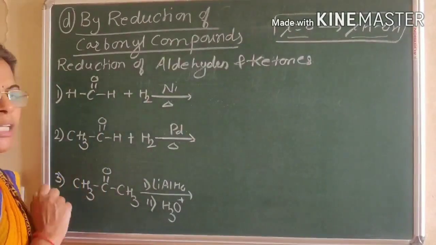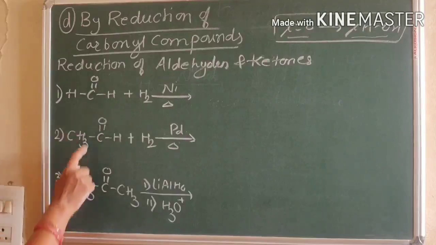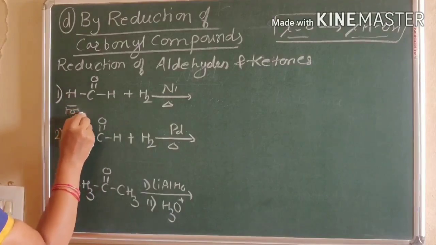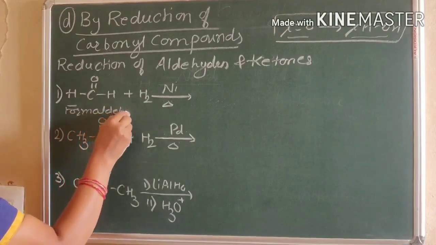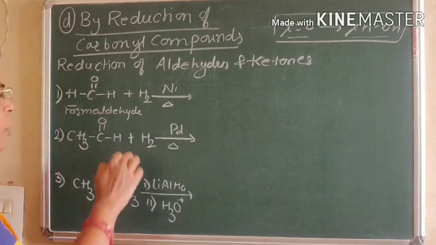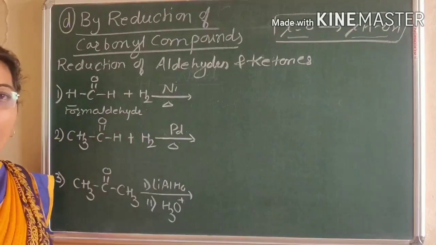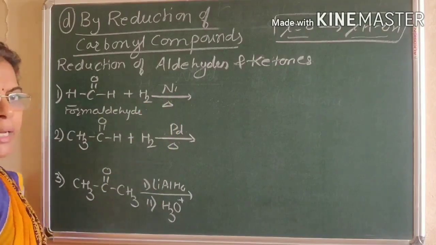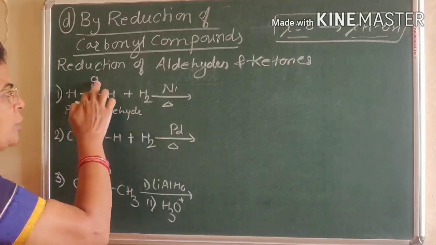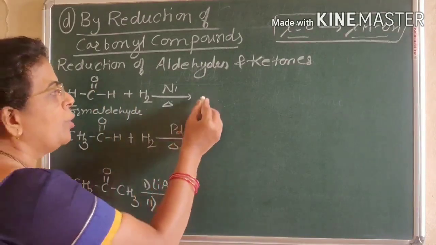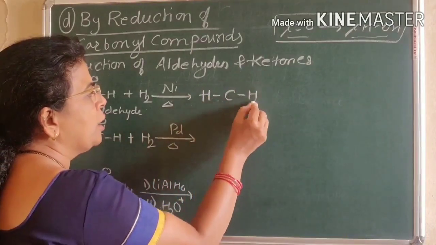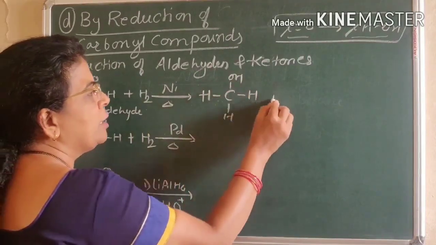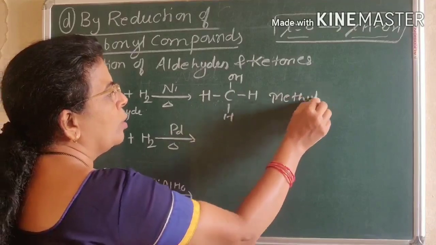Now we are going to see some examples. For example, first we are going to see the reduction of formaldehyde. This is formaldehyde. Now when this formaldehyde undergoes hydrogenation or reduction in presence of nickel, platinum, palladium or any metallic catalyst, then addition of this H2 takes place across this carbonyl group to form H-CH-H-OH. Now this compound is CH3OH, that is methanol or methyl alcohol.